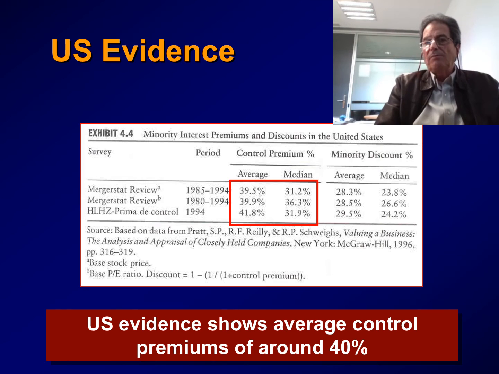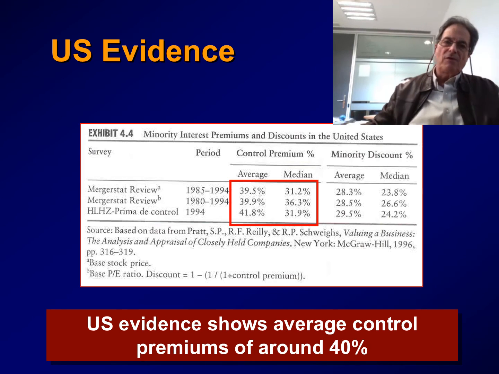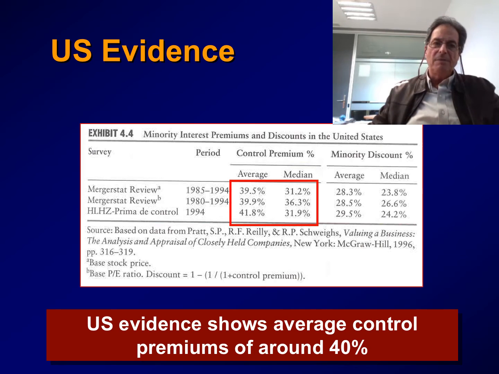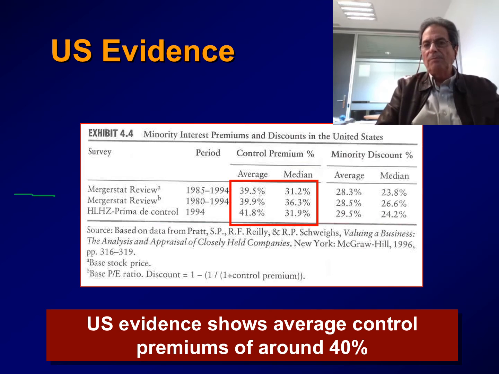However, there is some evidence on the average control premium. This evidence comes from the United States market and is based on mergers and acquisitions. And we see that, on average, the control premium is in the order of between 30 and 40%.